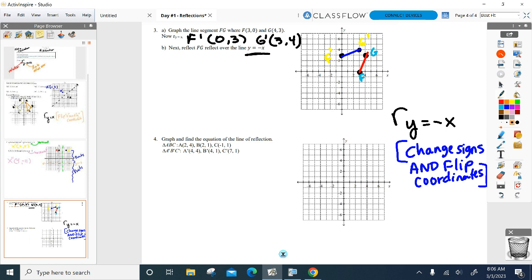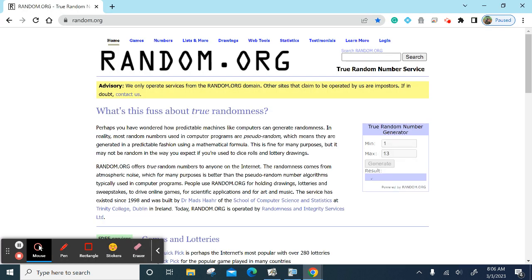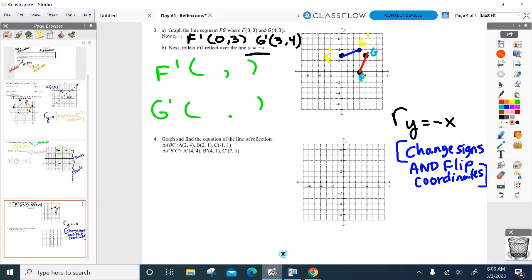Just make sure you're reading carefully, right? Which one am I doing this on, the original or the one I just did? Original FG. Just read it. You have to know what you're performing it on. So here we go. I'm not going to call it double prime because I'm going back to the original. So what are these new coordinates when I flip and change the sign of the originals? Go back to F, flip and change the signs. What do you got for me? 0, negative 3. And how about G prime? Negative 3, negative 4.